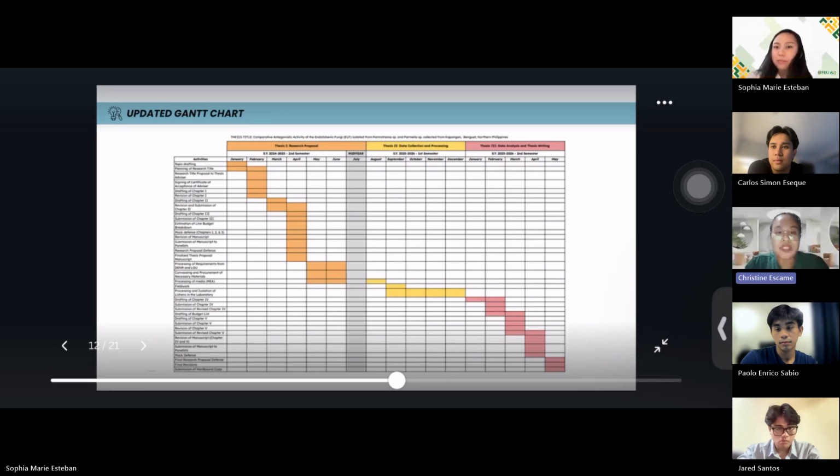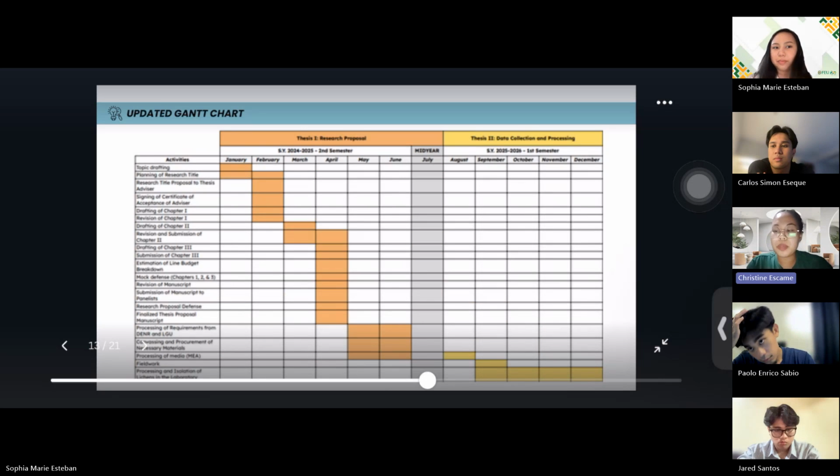Now for the Gantt chart, overall for our Gantt chart, it is subdivided into three, which is thesis 1, thesis 2, and thesis 3. However, for the updated Gantt chart, we are more focused on thesis 2 and thesis 3. Now for thesis 2, which is the data collection and processing from the month of August to December, the allotted activity for the month of August is processing of media, specifically the MEA.